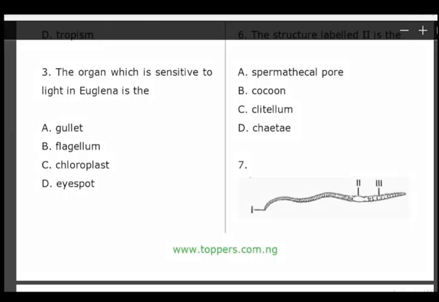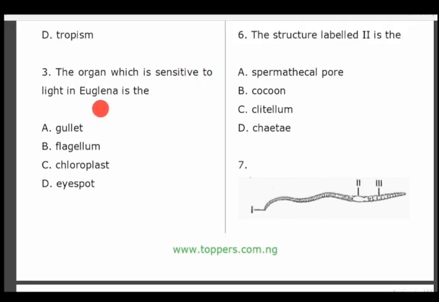The organ which is sensitive to light in euglena is A. Gullet, B. Flagellum, C. Chloroplast, and D. Eye spot. The gullet is the part of the organism euglena that helps to permit food into the body of the organism, and then the flagellum is a whip-like structure that propels the organism. It aids the movement of euglena. And then we have chloroplast, which is an organelle in the cell of the organism. It is responsible for the ability of the organism to carry out photosynthesis because it produces chlorophyll.